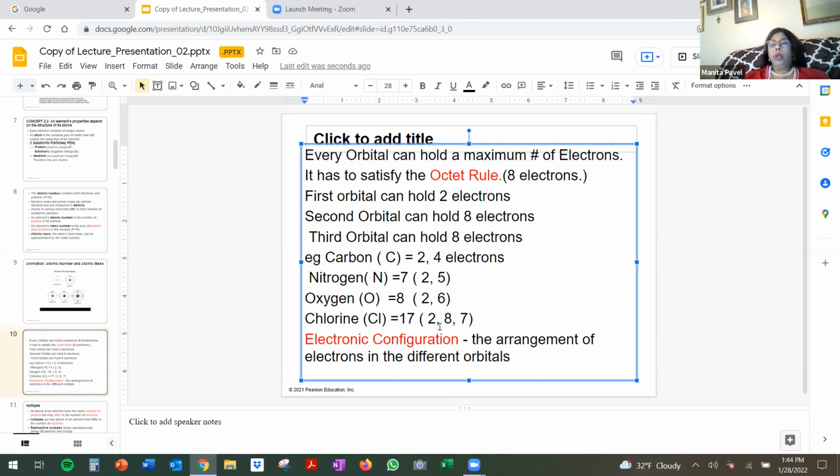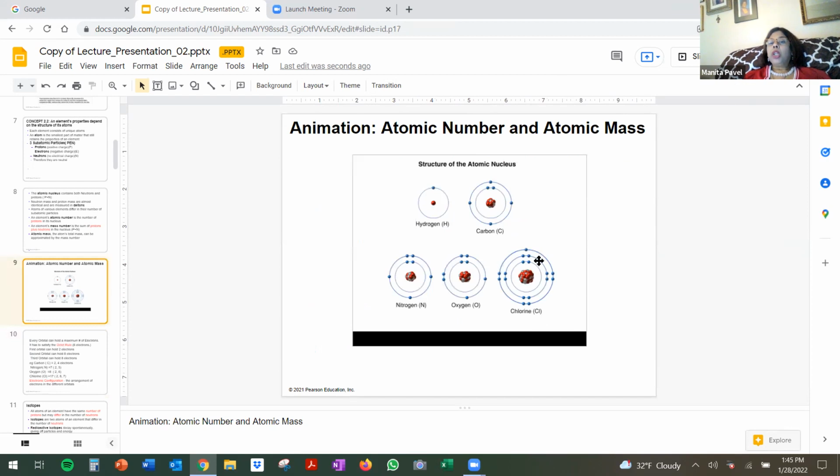But now as you go into more complex elements, you'll see the number of orbitals will increase as the atomic number increases, since the number of electrons also increases. So when you look at the chlorine atom, you have to draw how many orbitals? 1, 2, 3. The first orbital has 2, the second orbital has 8 (2, 4, 6, 8), and the third orbital would have 7 (2, 4, 6, and 1).